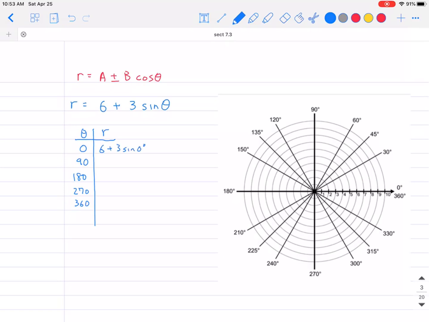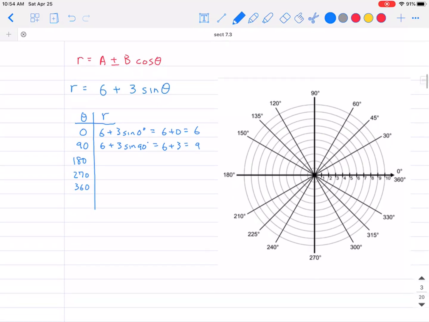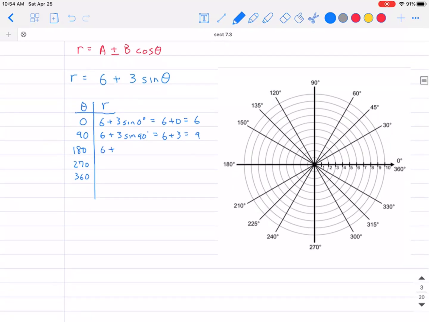So let's see, plug in 0 for theta. That's 6 plus 3 times the sine of 0 degrees, which is 6 plus 0, equal to 6. At 90 degrees, we have 6 plus 3 times the sine of 90 degrees. That gives us 6 plus 3, which is equal to 9. Next one, 6 plus 3 times the sine of 180. That is equal to 6 plus 0, so that's equal to 6.